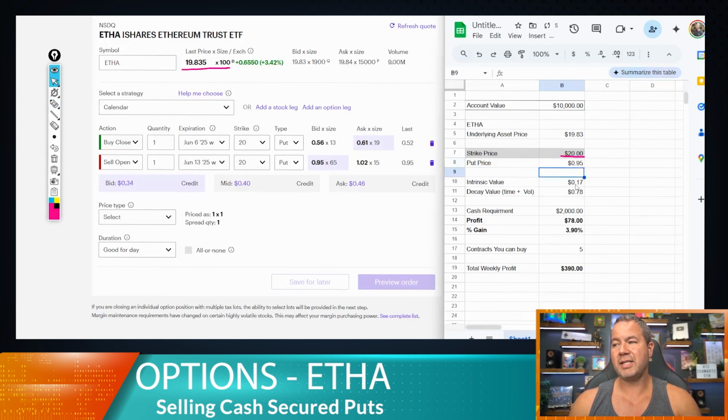So all we did is the intrinsic value stays the same. If you're rolling to the same strike, you're still going to have the same intrinsic value, but you're going to give yourself a little more time value and decay. So even if the price of Etha were to dip really bad, you could always continue to roll, and you'll pick up time decay value every single week that you roll.